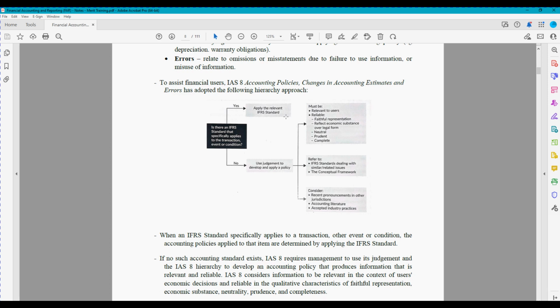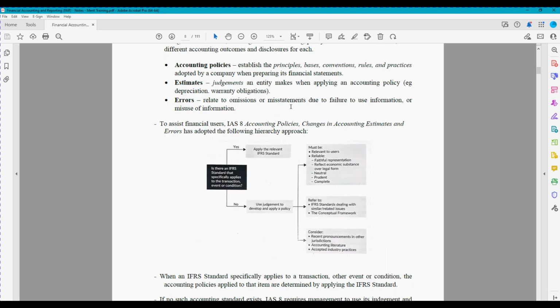So then what you need to do is consider, okay, it must be relevant to users and reliable. Also consider the conceptual framework and if there's any related issues in the standards. And finally, consider any recent changes in jurisdictions, any literature on this topic, any accepted industry practices on this topic. And once you've considered all of these things, you're in the best position to make an accounting policy or estimate that is as accurate as possible.